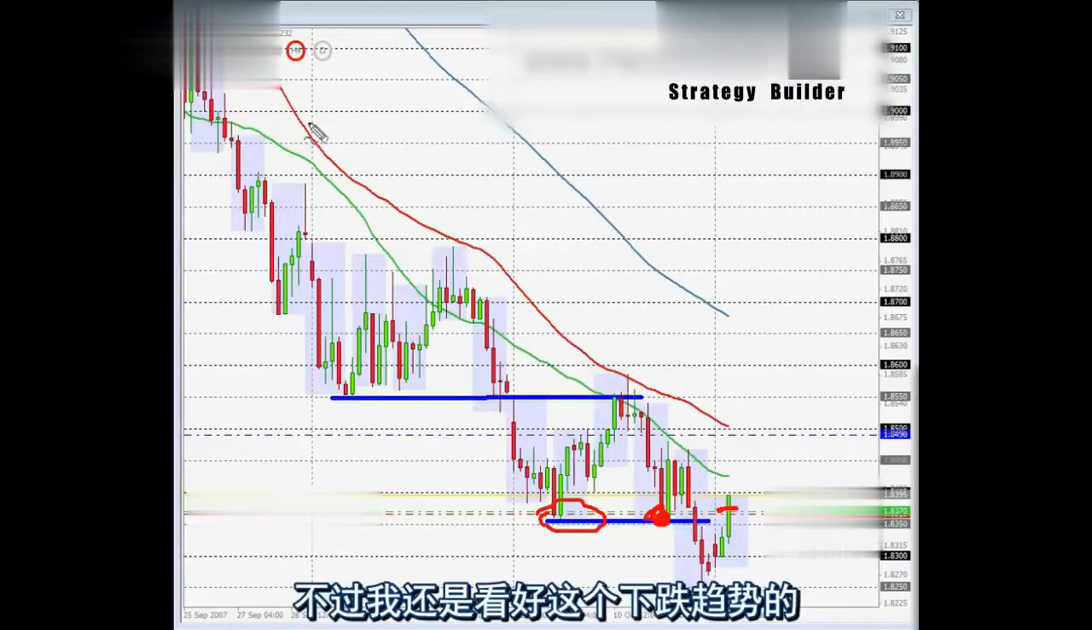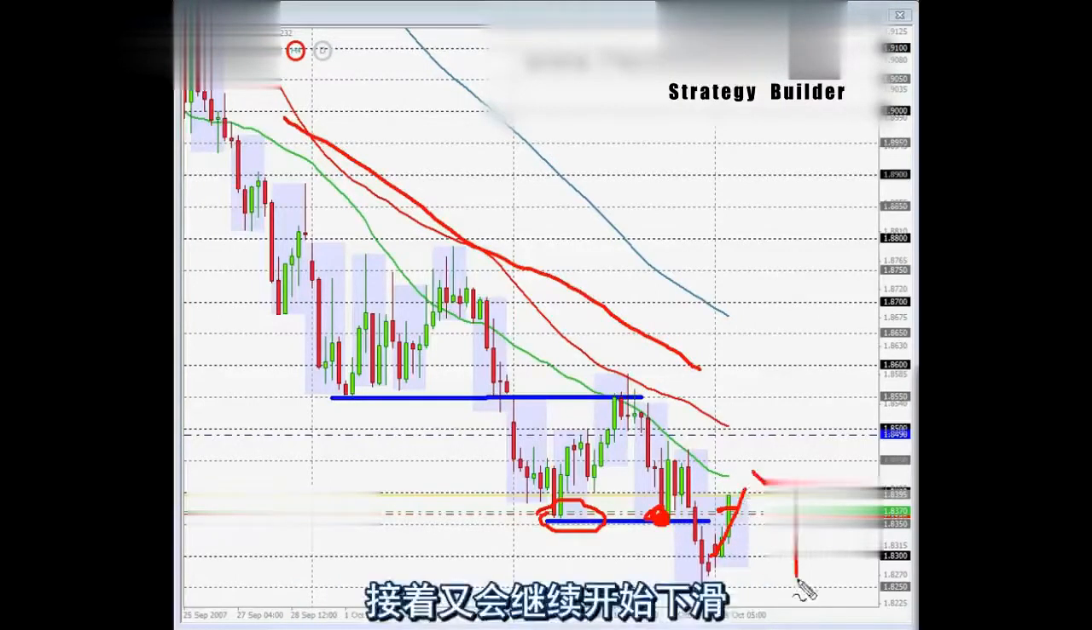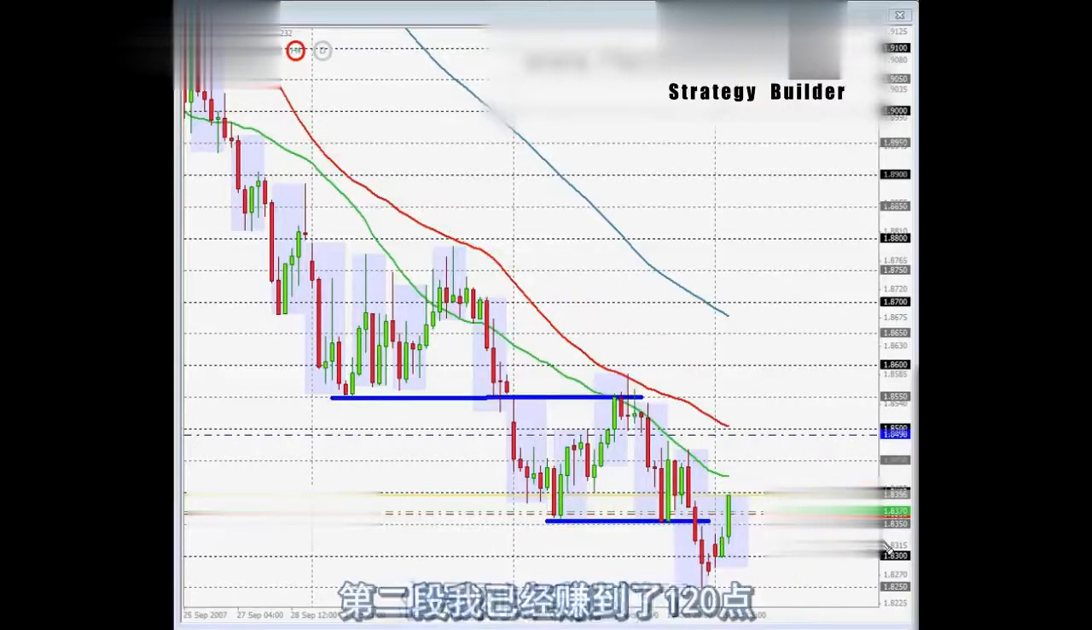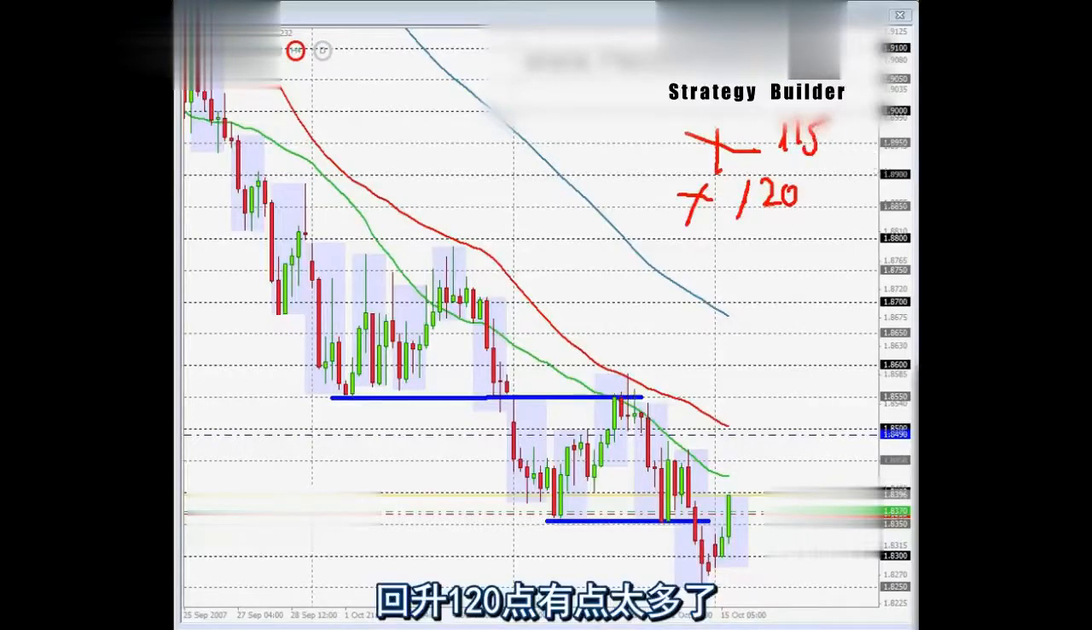I still believe in this downtrend. I still believe that this retracement might be over soon and then continue to the downside. But like I say, I've made 120 pips on the second half of the trade. I made 115, by the way, on the first half of the trade. Like I say, 120 pips is just too many pips to give back to the market.